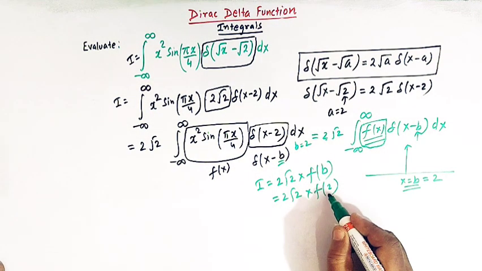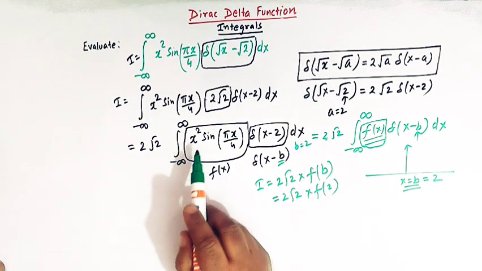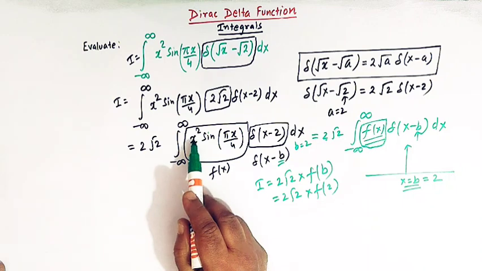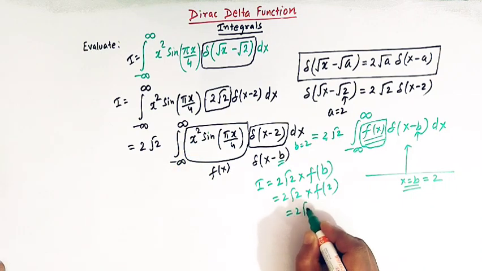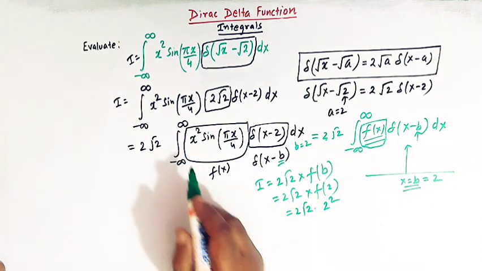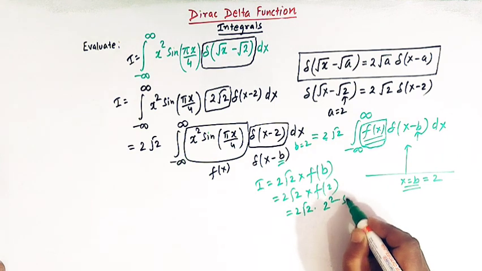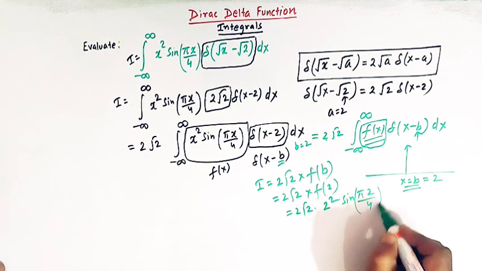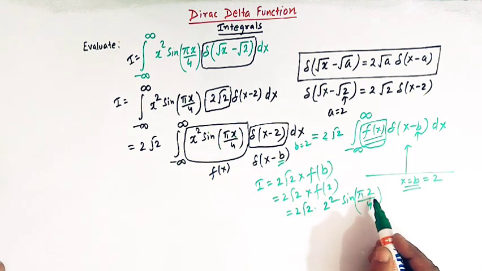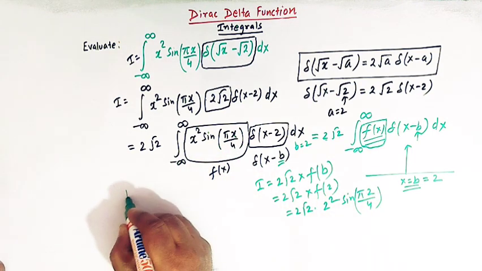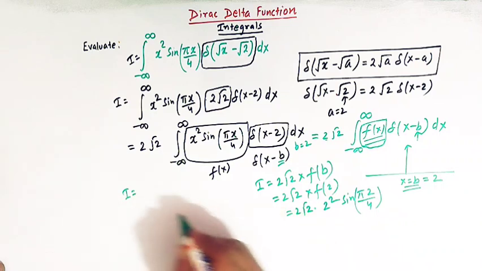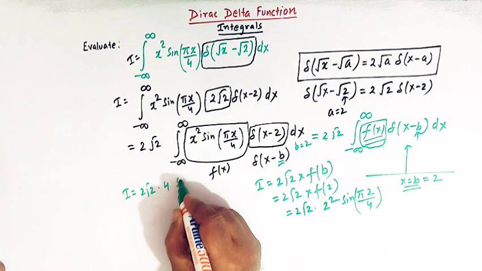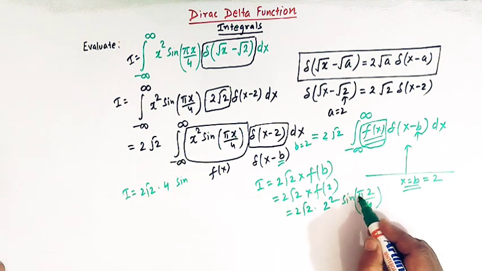Now f of 2 can be obtained by taking x is equal to 2 in this function. So we have here 2 root 2, then we have 2 square, and here we have sine pi times 2 over 4, because here we have x and x is 2. So now I is equal to 2 root 2. 2 square is 4. Then we have sine, this is 2 pi by 4.